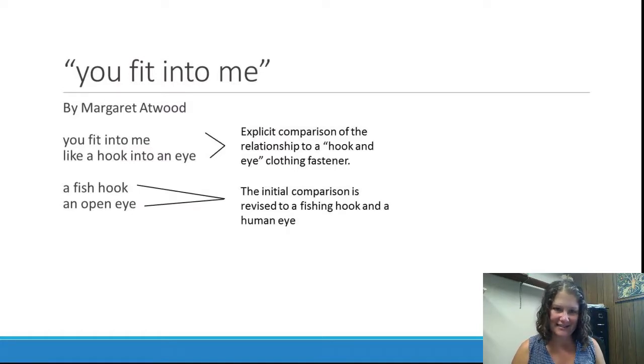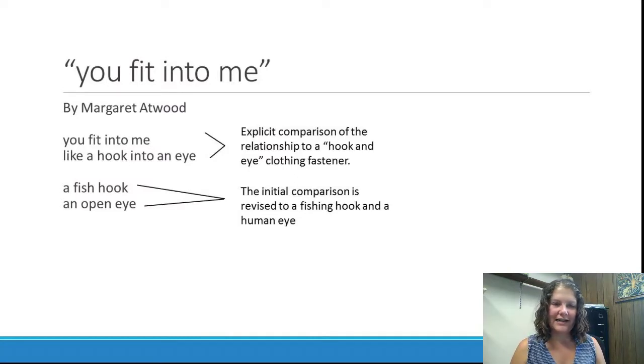However, in the second stanza, this initial simile, the relationship being compared to a hook and eye, is shifted and made explicitly violent and negative. The hook gets modified as a fish hook, and the eye gets modified as an open eye, with the implication that it's like a human eye or an animal eye. And so suddenly this image that was once possibly somewhat positive becomes explicitly negative.